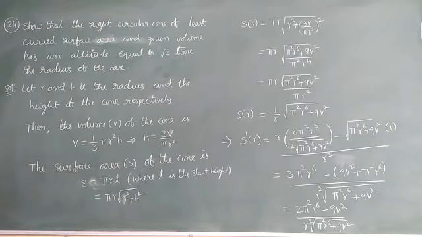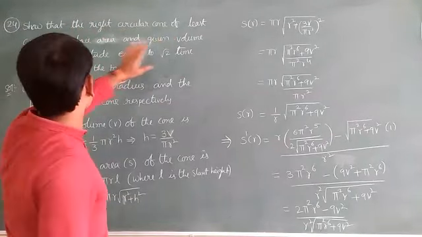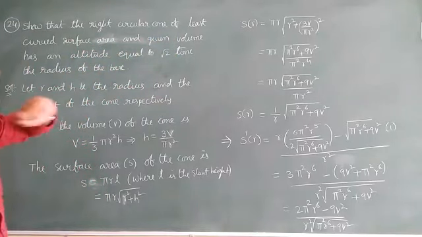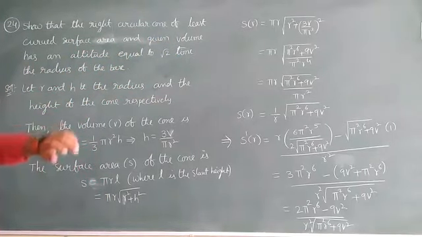Students, next 24. Show that the right circular cone of least curved surface area and given volume has an altitude equal to root 2 times the radius of the base.